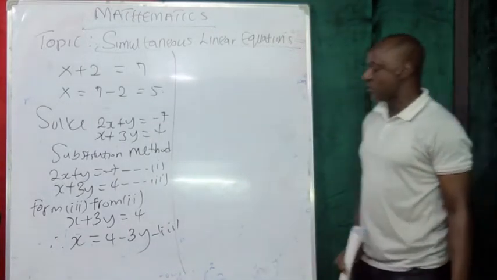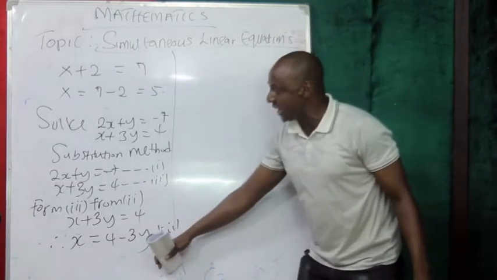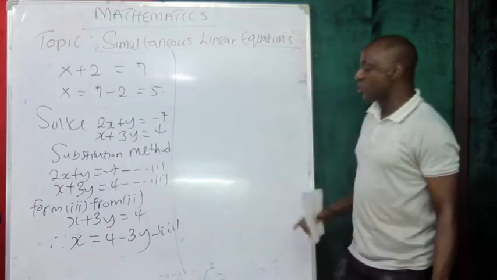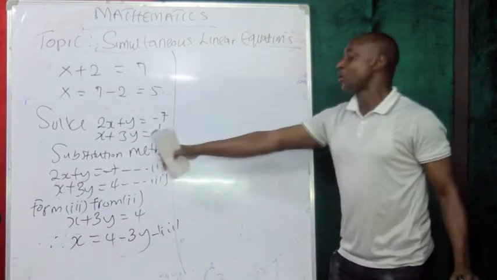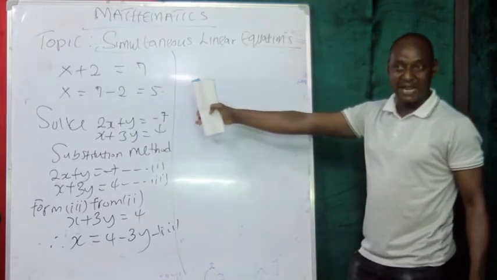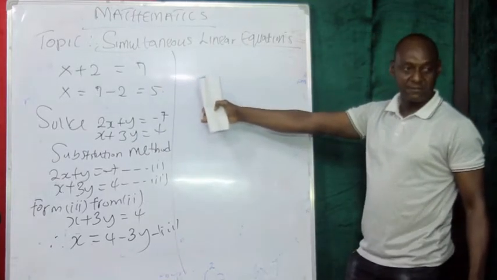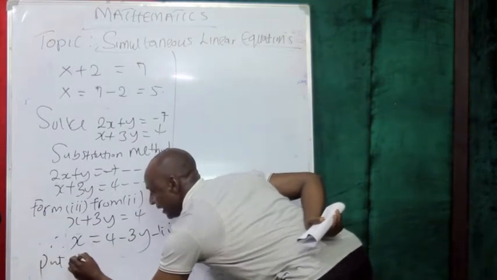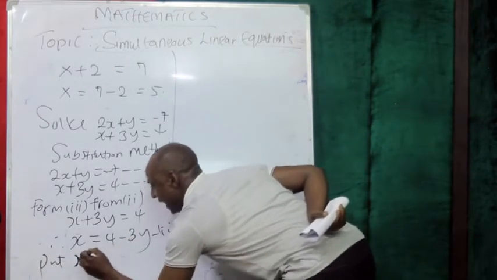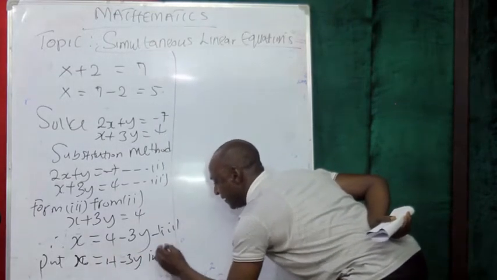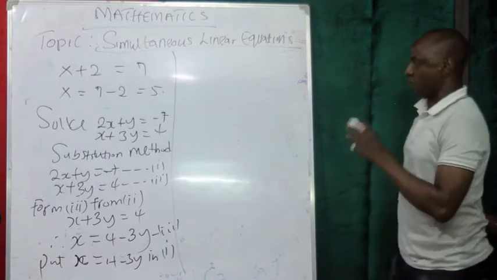Having formed your equation 3, you can substitute. That is why we have the name substitution. You can substitute your equation 3 into equation 1 because equation 1 is left over there. I have not made use of it. So, you now say put x equals to 4 minus 3y in 1, meaning in equation 1.